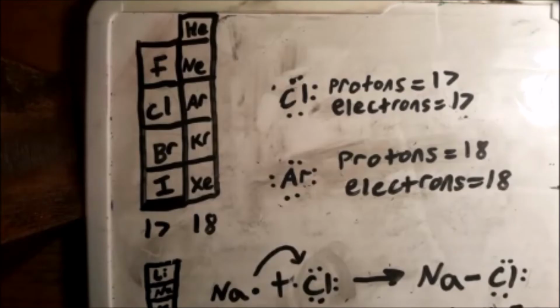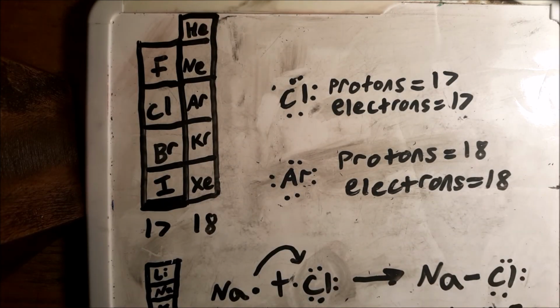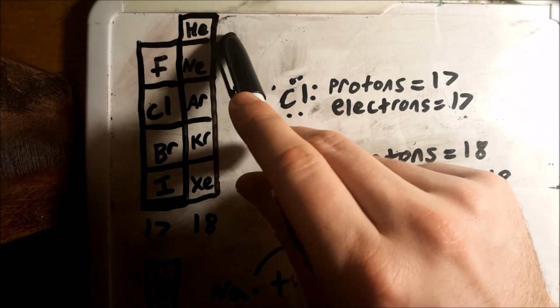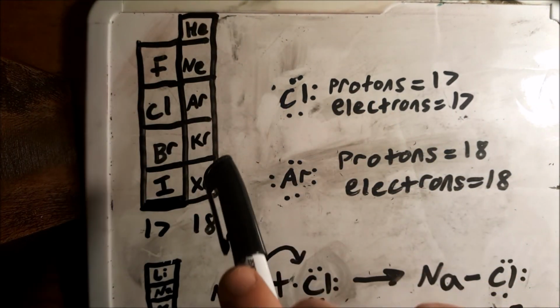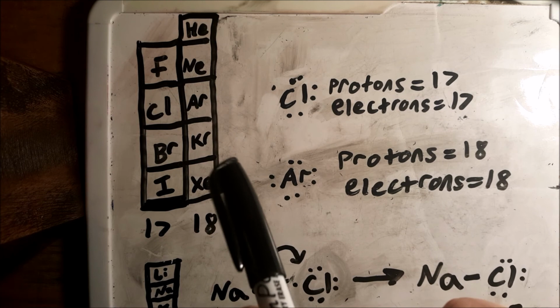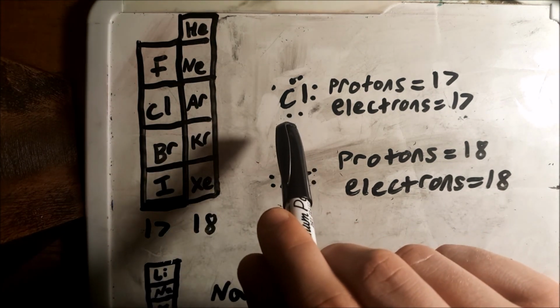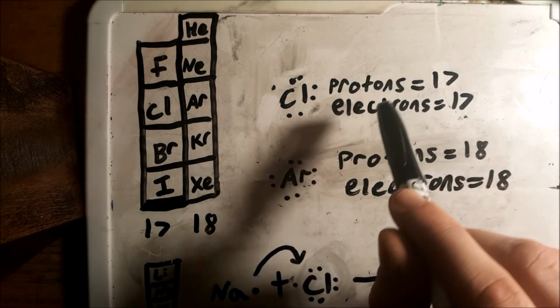So the octet rule is this idea that for an element to be as stable as possible, its outer shell of electrons must contain 8 electrons. The elements that already contain 8 electrons in their neutral state are called the noble gases: helium, neon, argon, krypton, and xenon. And they are ridiculously stable, and every element wants to be like them.